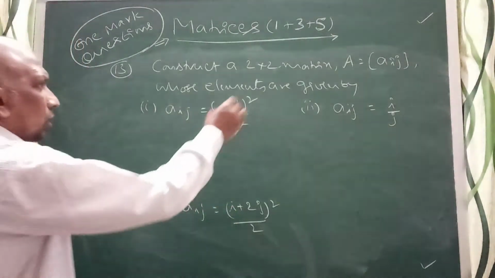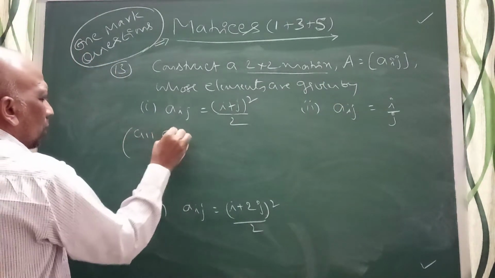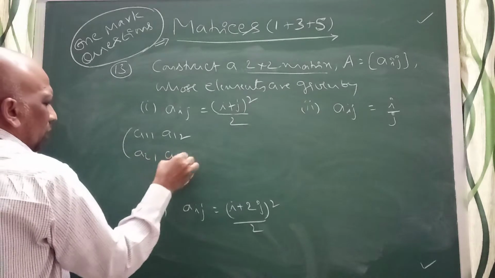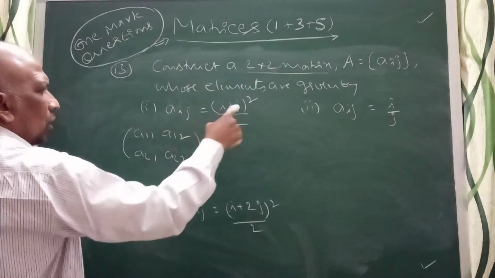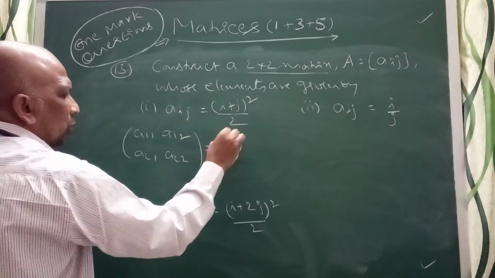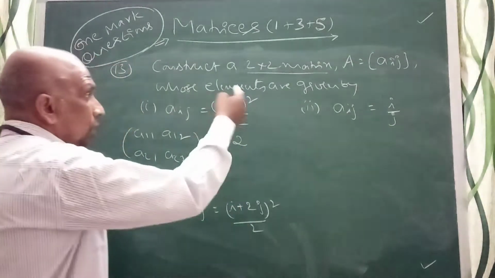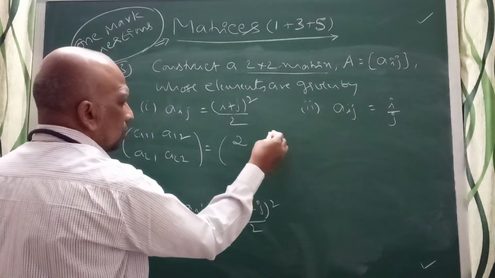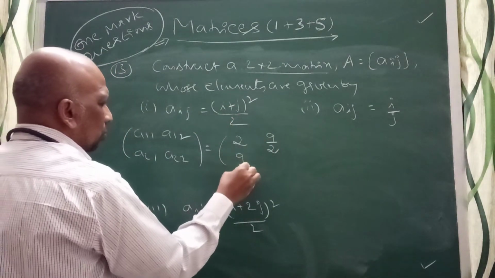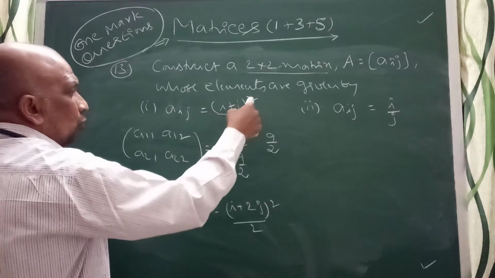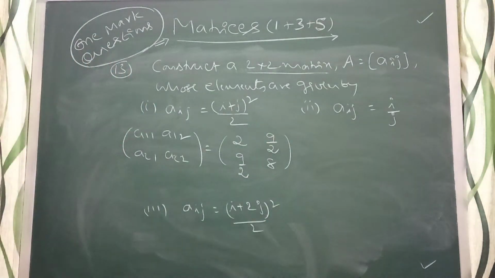You can see that they are asking this one, a 2 by 2 matrix. That means you get A11, A12, A21, A22, right? So follow the suffixes: 1 plus 1, 2, 2 square by 4 by 2, it will be 2. A12, 1 plus 2, 3, 3 square, 9 by 2, correct? Same thing here, A21, 3 square, 9 by 2. 2 plus 2, 4, 4 square, 16 by 2, 8. So that will be your answer: 2, 9 by 2, 9 by 2, 8.